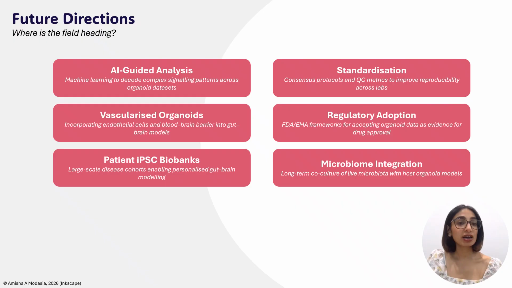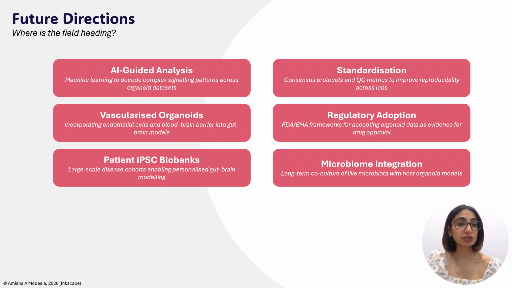Large-scale patient iPSC biobanks will enable population-scale gut-brain modeling for the first time. And on the practical side, standardization is a pressing priority. The field needs consensus protocols and quality control so that data from different labs can be meaningfully compared. And regulatory agencies like the FDA and EMA are actively developing frameworks to accept organoid-based data as evidence in drug approval processes, which will be a major driver of adoption.